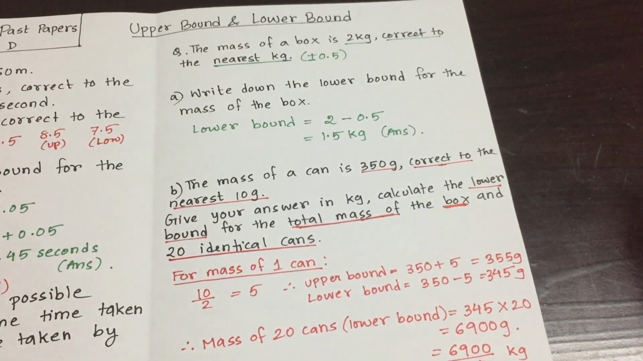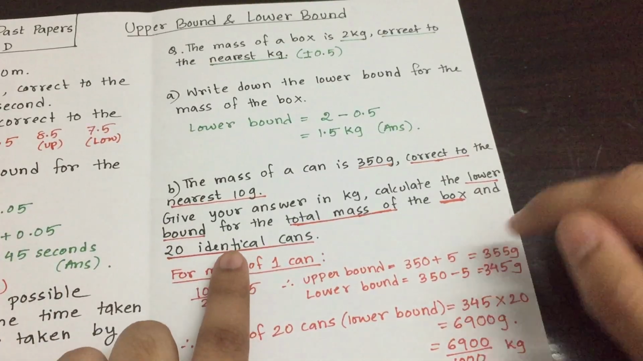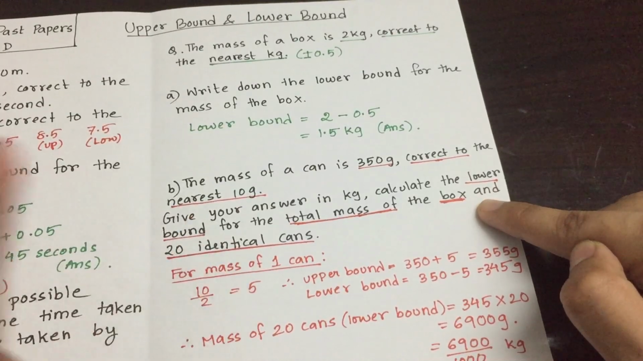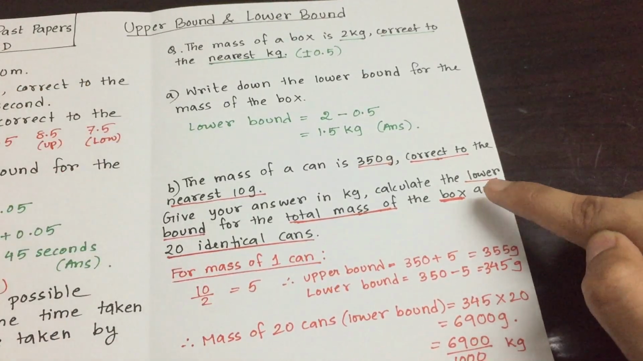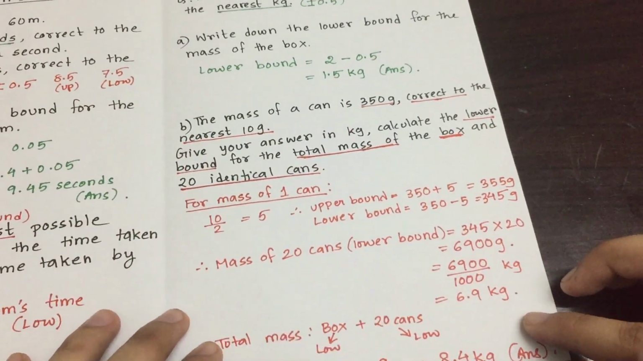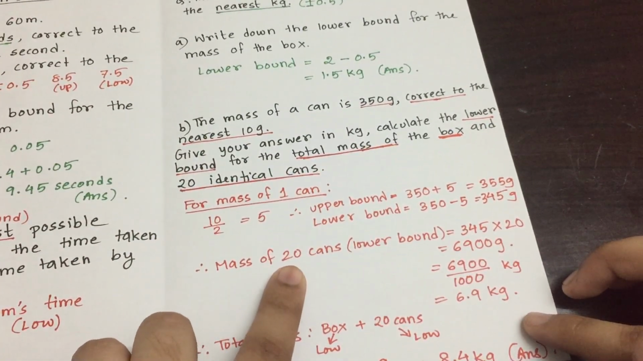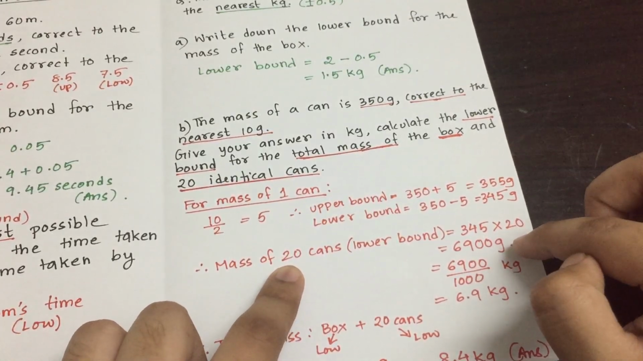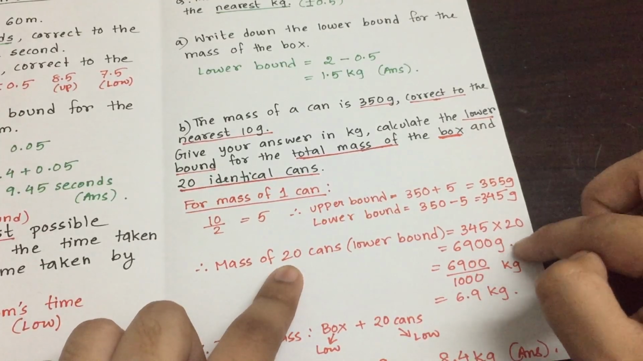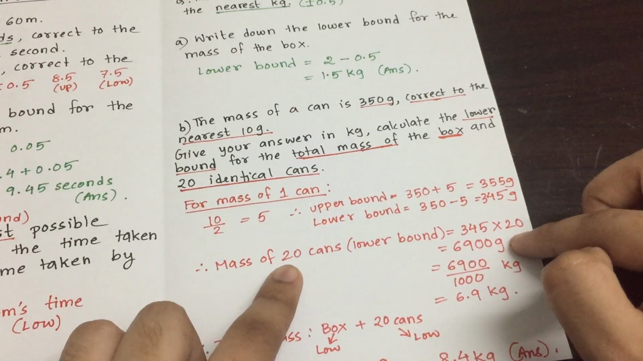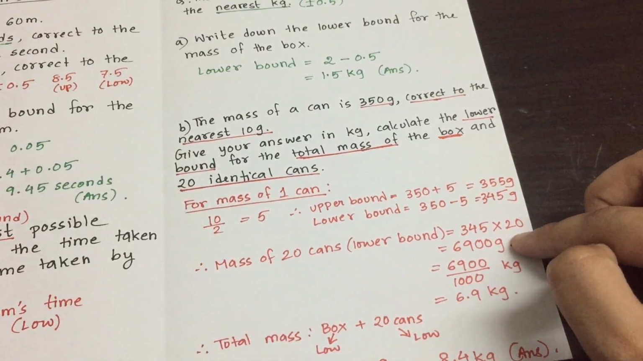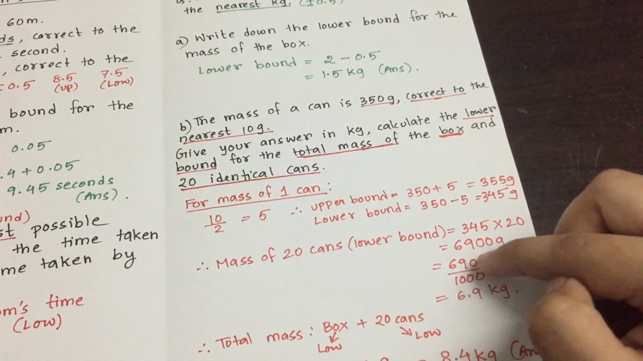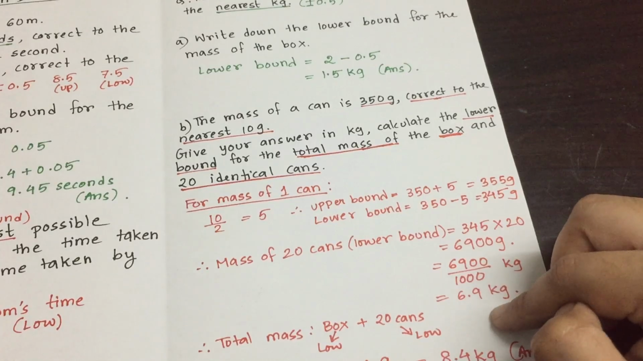Now, in the question, it says find out the total mass of the box and 20 identical cans. So we need the mass for 20 cans, not only one can. So to find out the mass of 20 cans, I just multiplied the mass with 20 to get the mass of 20 cans, which is 6900 grams. But in my question, it wanted in kgs. So I converted this grams to kg by dividing that by 1000. That gives us 6.9 kgs.